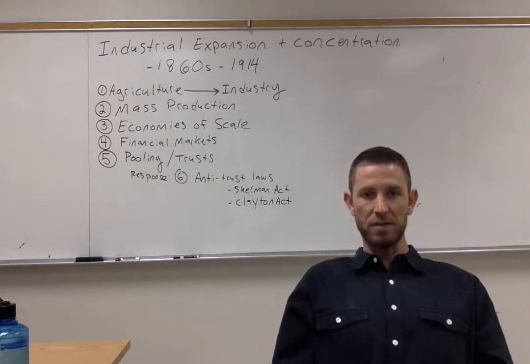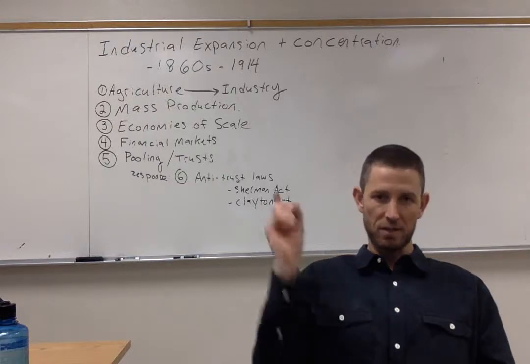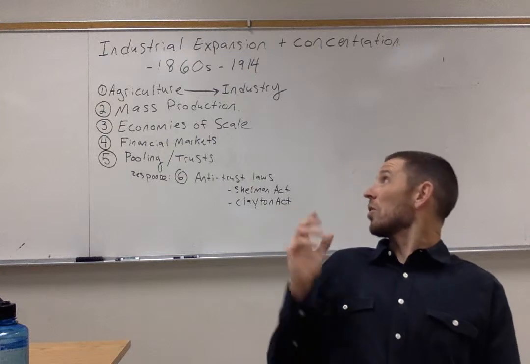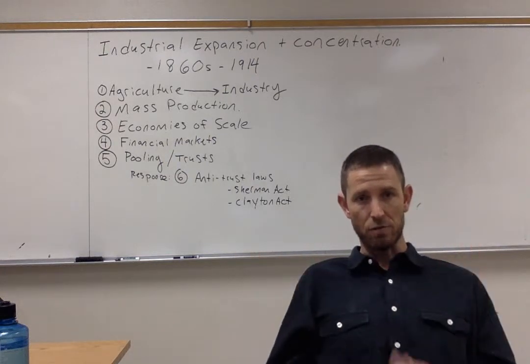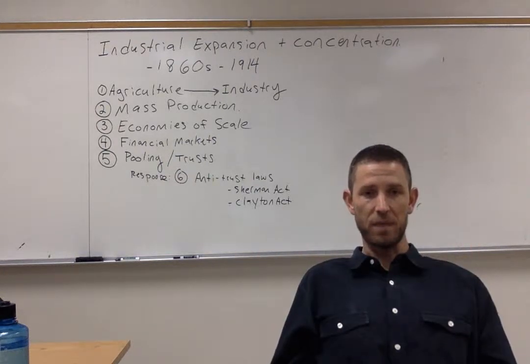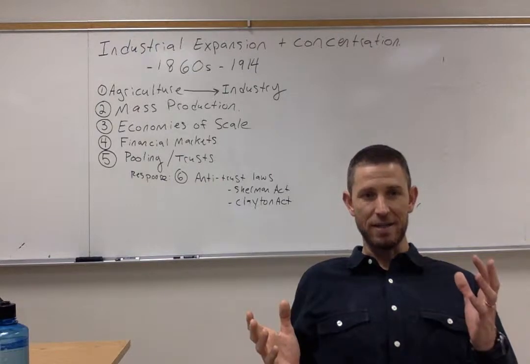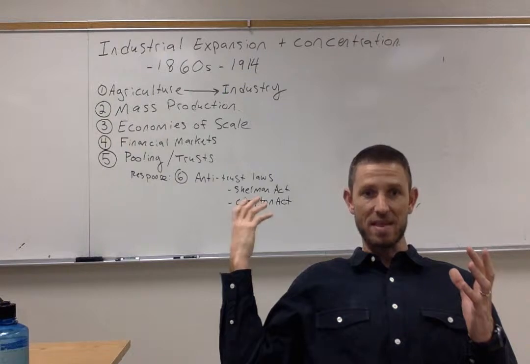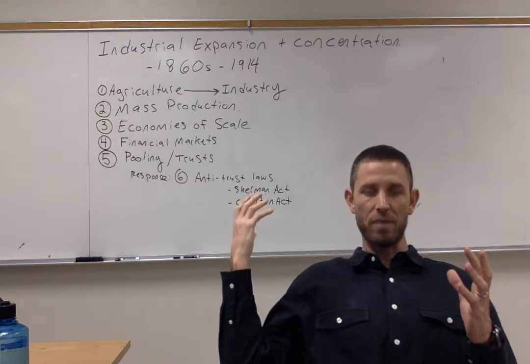So the title here is Industrial Expansion and Concentration. And as you can see on the board behind me here, the period of time that we're going to look at are the 1860s roughly to around 1914. There's a lot happening during these years, and so I'm going to try to organize the main themes and ideas that we're after here.